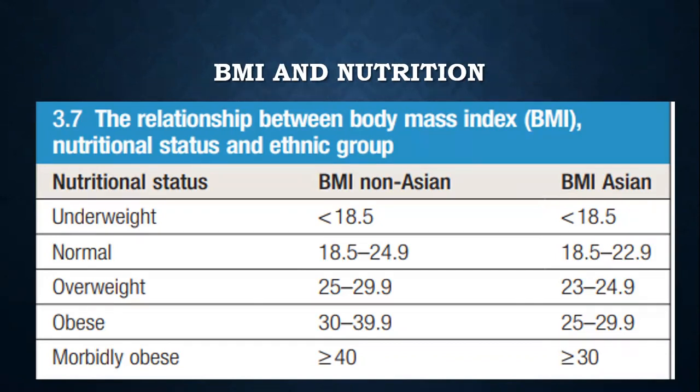For Asian people, a BMI less than 18.5 is called underweight. 18.5 to 22.9 is normal. 23 to 24.9 is overweight. 25 to 29.9 is obese. More than 30 BMI is called morbidly obese. Whereas in the non-Asian population, more than 40 is called morbidly obese.